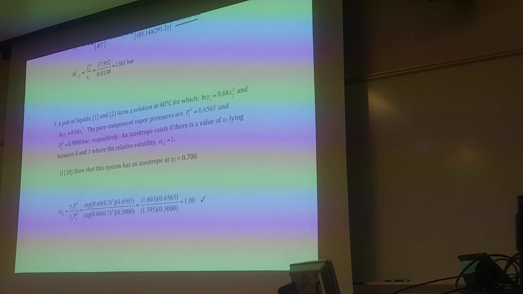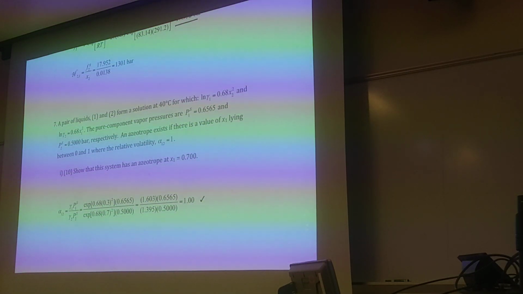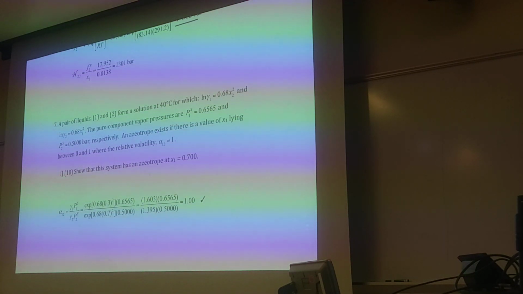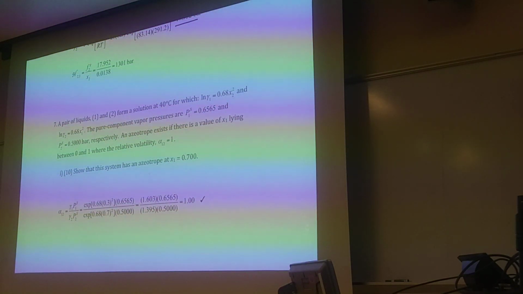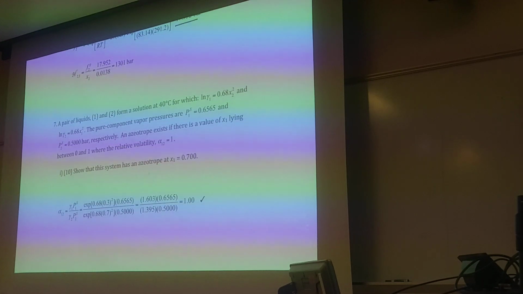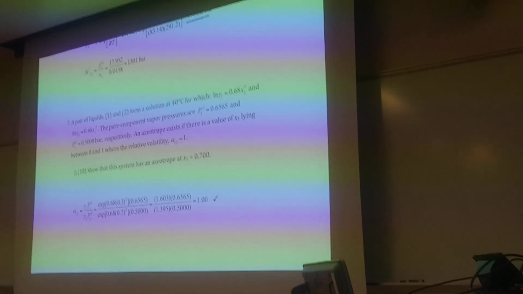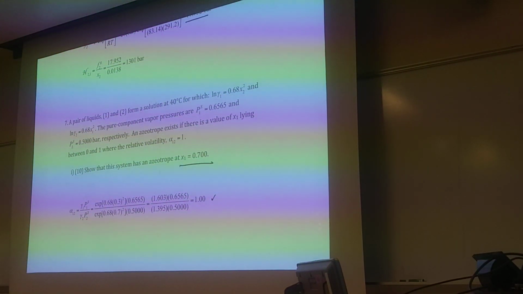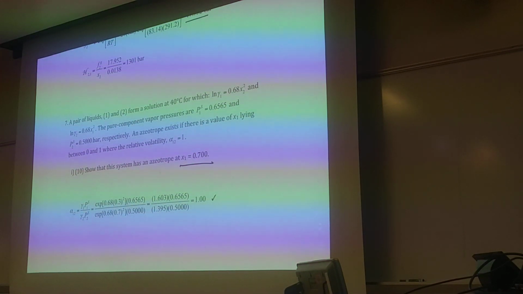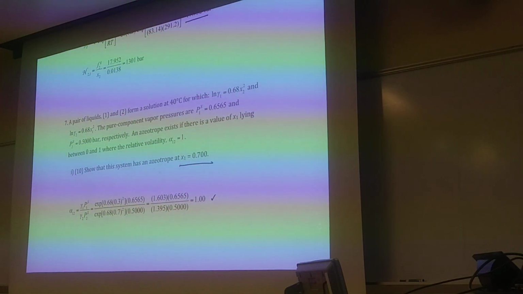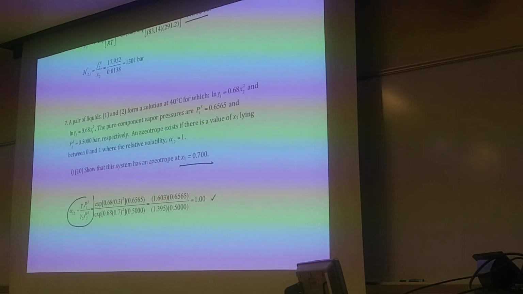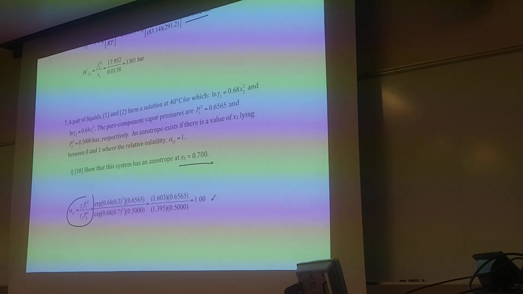Pure component vapor pressures are given at the temperature of interest here. And you're told that an azeotrope exists if there's a value of x1 lying between 0 and 1 where the relative volatility is equal to 1. In fact, that would be the way you would find it. You would just set the relative volatility equal to 1 and then solve back for that mole fraction. But I asked you instead to show that an azeotrope actually does exist here at a mole fraction of 0.7. And that just means writing the expression here with the modified Raoult's law for the relative volatility, and plugging in the numbers now, and you get, sure enough, it is 1.